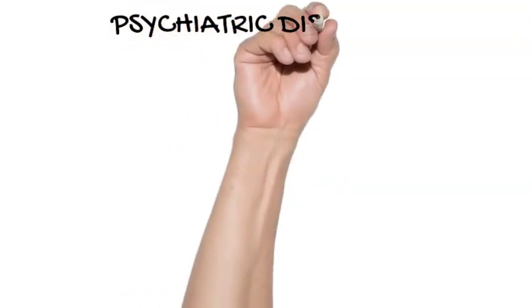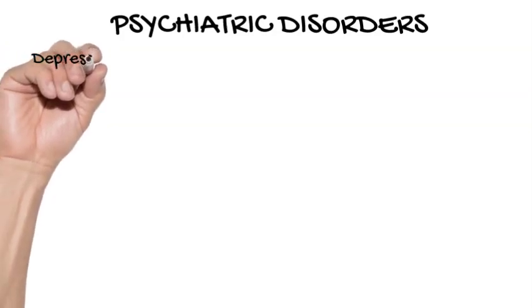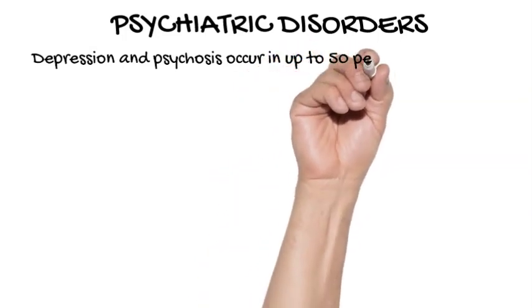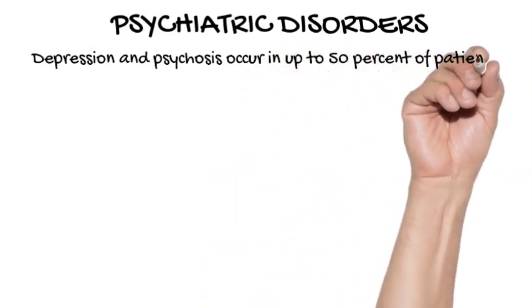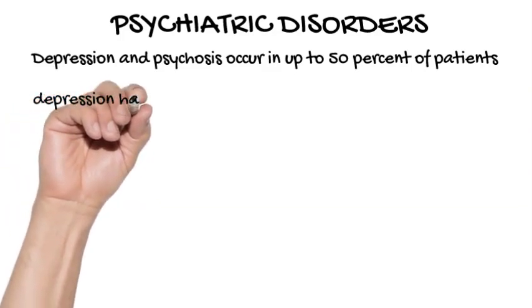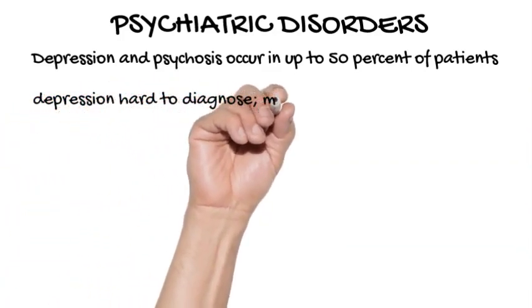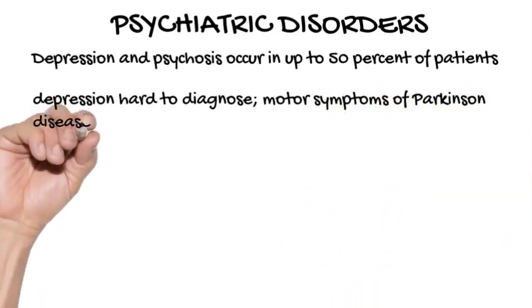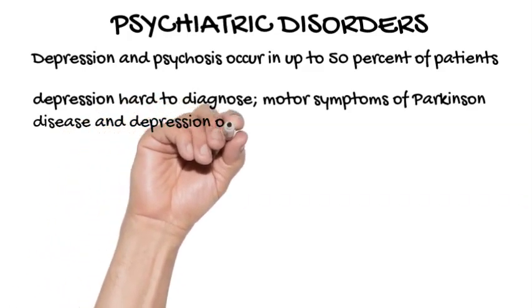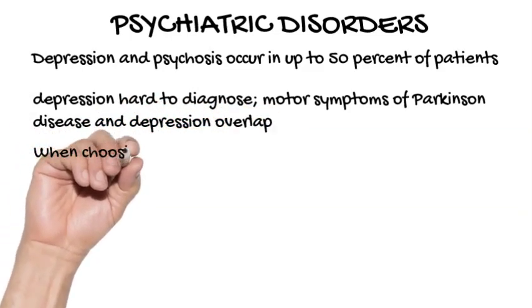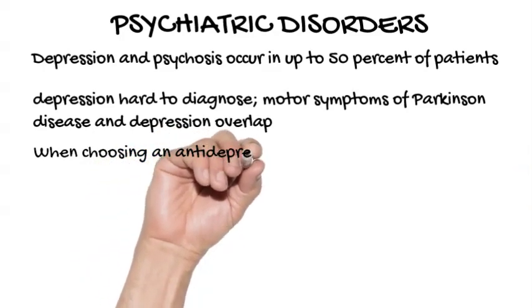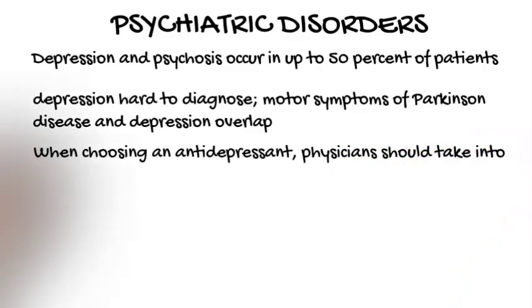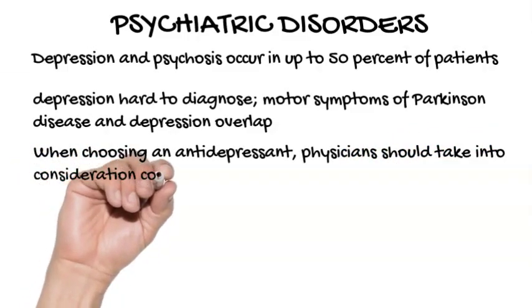Psychiatric disorders. Depression and psychosis occur in up to 50% of patients who have Parkinson's disease. Mild depression can be difficult to diagnose, because some of the motor symptoms of Parkinson's disease and depression overlap. Physicians should have a high index of suspicion for depression, and consider screening. When choosing an antidepressant, physicians should take into consideration comorbid conditions and the potential for drug interactions. Tricyclic antidepressants can cause anticholinergic adverse effects and should not be used in patients with cognitive impairment.